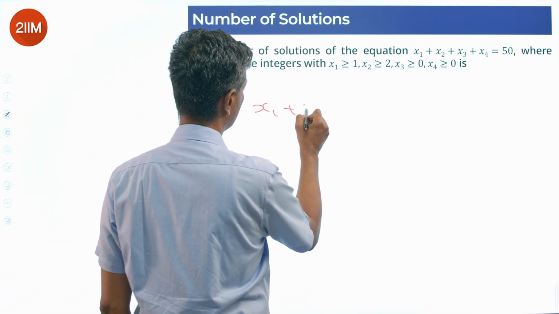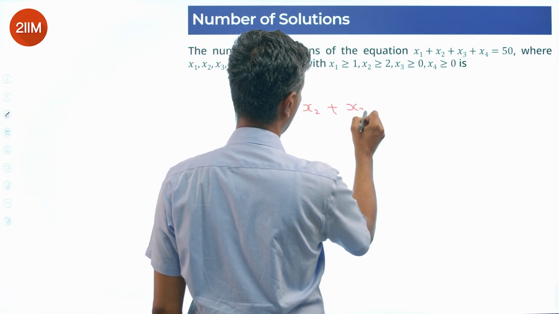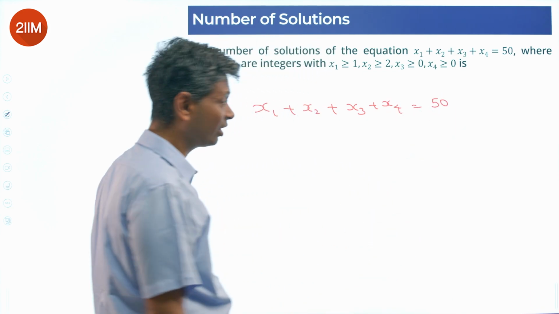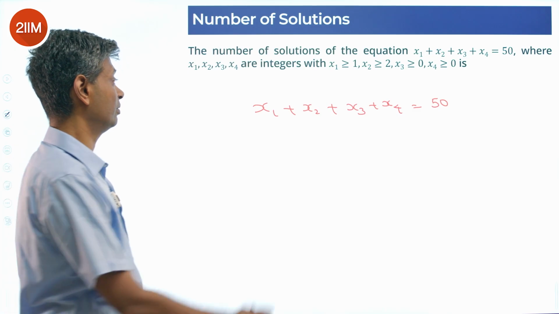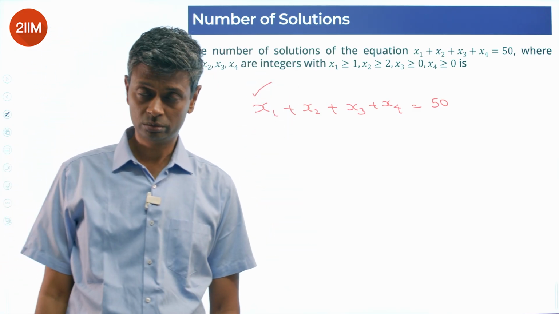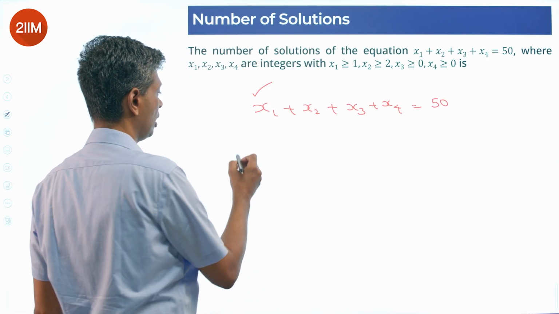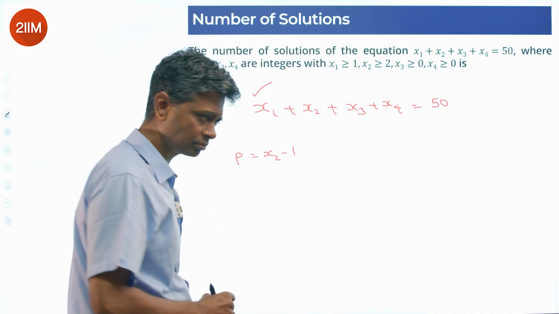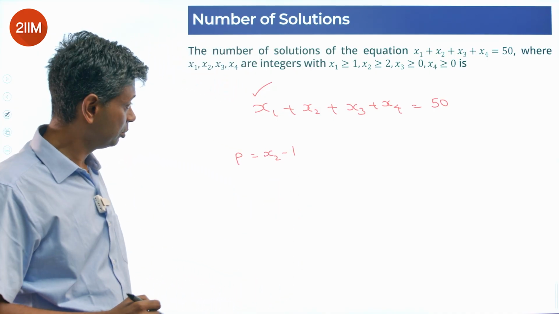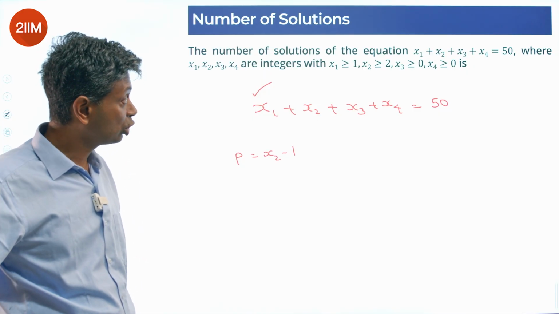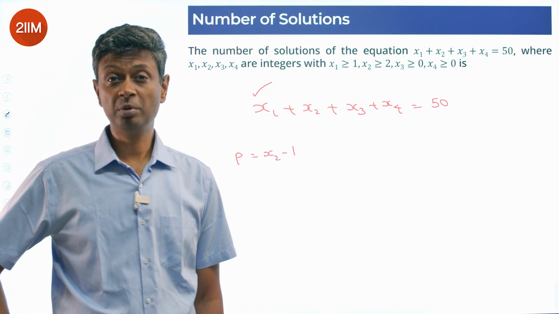x1 plus x2 plus x3 plus x4 is equal to 50. x1 greater than or equal to 1, x1 is a natural number. Very happy with this. x2 greater than or equal to 2. What I'm going to do, I'm going to define a p which is x2 minus 1. Why am I doing this? Because if I have this, I can say x2 is greater than or equal to 2 means p is greater than or equal to 1.